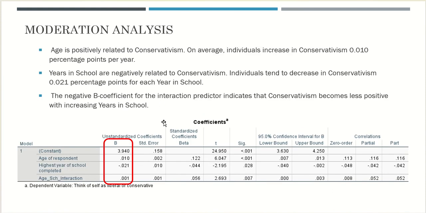Basically we can interpret this as age is positively related to conservatism, and on average individuals increase in conservatism 0.010 percentage points per year. For years in school, these are negatively related to conservatism. Individuals tend to decrease in conservatism 0.021 percentage points per each year in school. And the negative B coefficient for the interaction predictor indicates that conservatism becomes less positive with increasing years in school, right?